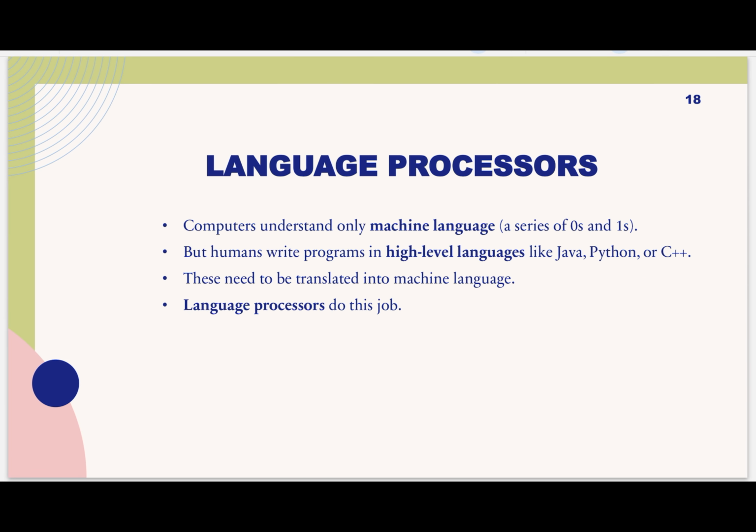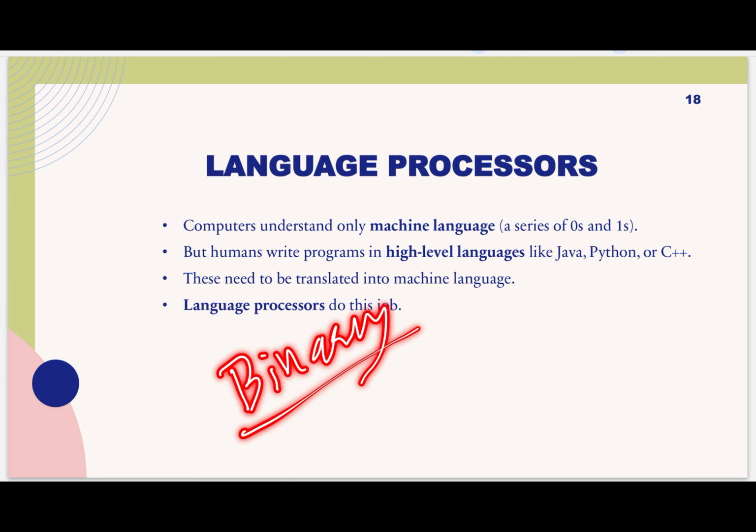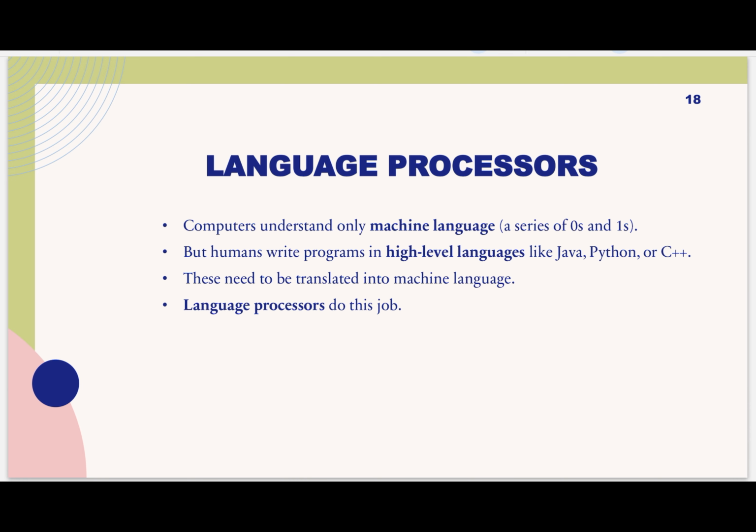Now the second one. The first one we saw was the operating system, correct? Now we will see about language processors. What are language processors? Computers understand only machine language, right? A series of 0s and 1s, which is also called binary language. But humans write programs in high-level languages. Which are high-level languages? Java, Python, C#, right? They need to be translated into machine language, right? And who does this job?